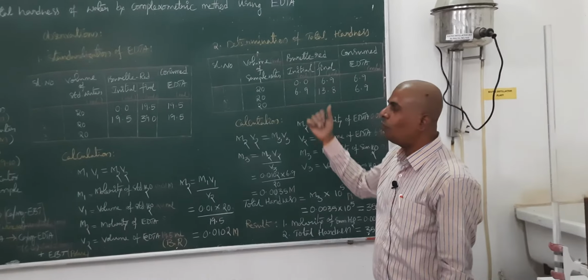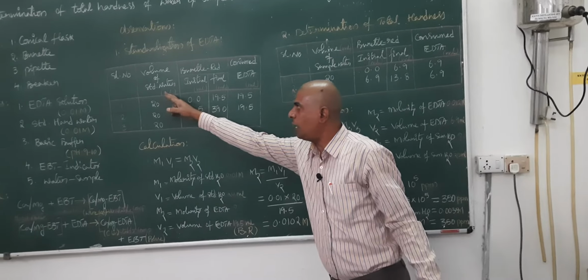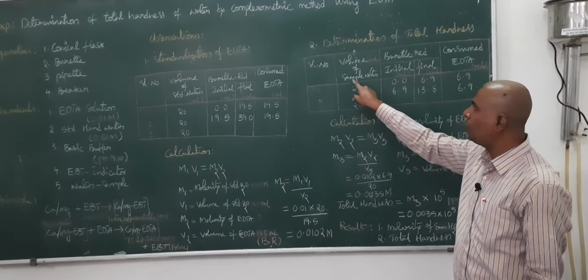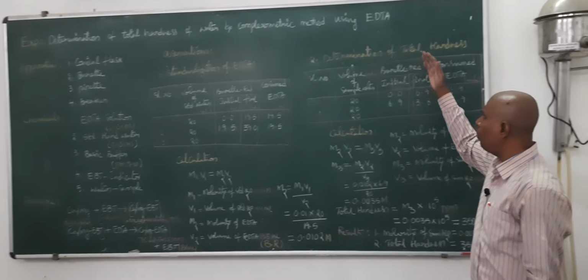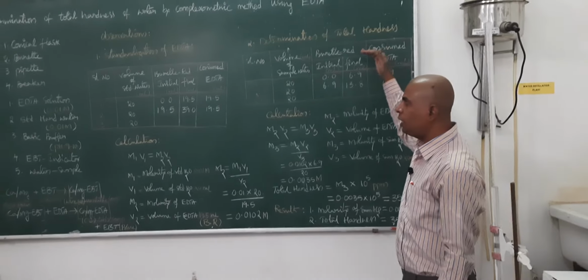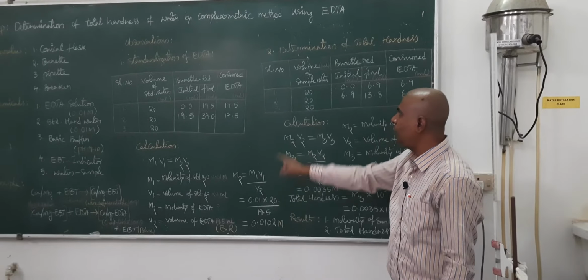Now we will take a water sample. Here you see the tabular column, the second column is standard hard water. Instead of standard hard water, we take a sample water. What we are taking is a sample water, and in the same burette we are taking EDTA. The same EDTA, and what we are changing is, instead of standard hard water, we take a sample water.